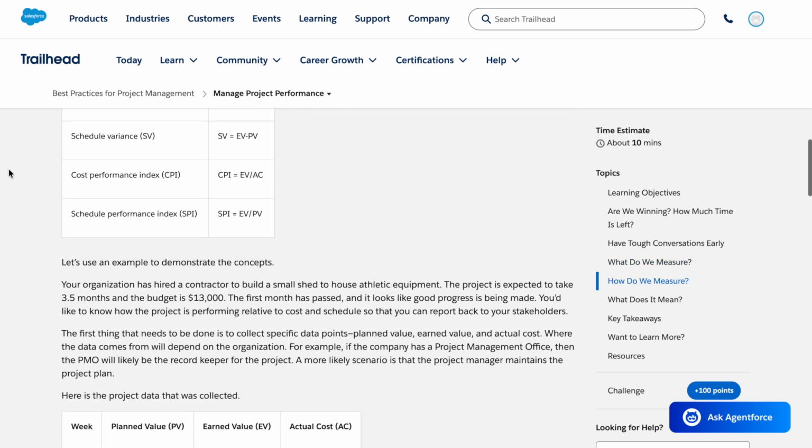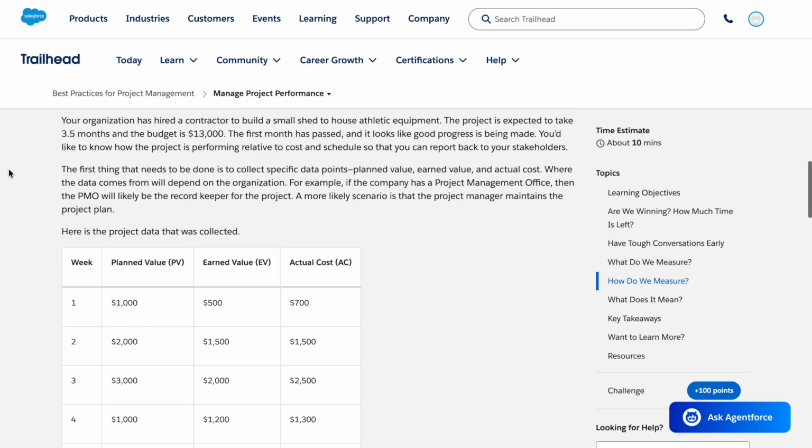Your organization has hired a contractor to build a small shed to house athletic equipment. The project is expected to take 3.5 months and the budget is $13,000. The first month has passed and it looks like good progress is being made. You'd like to know how the project is performing relative to cost and schedule so that you can report back to your stakeholders.